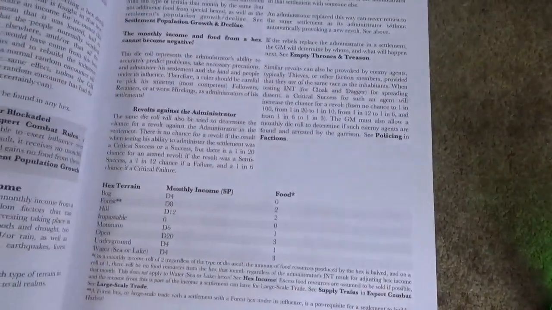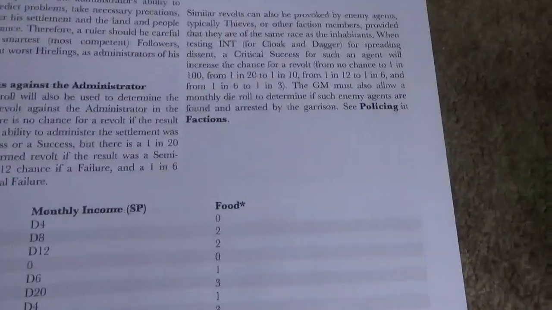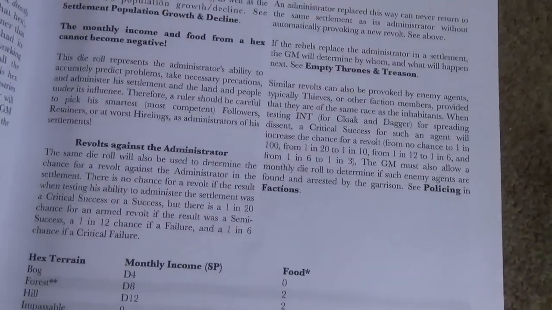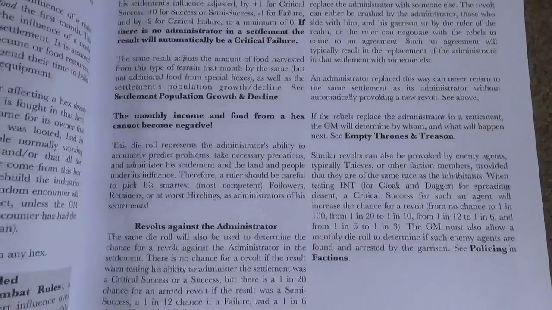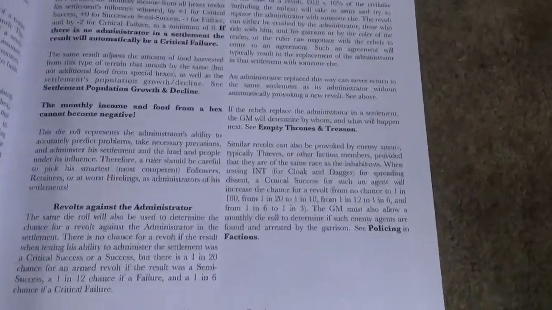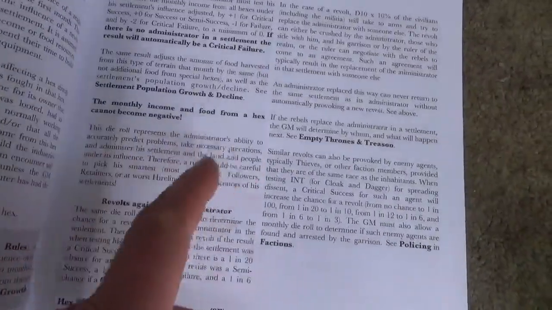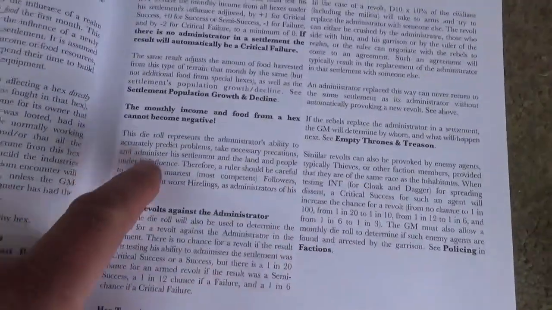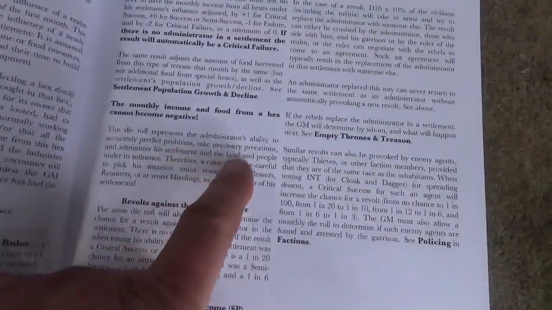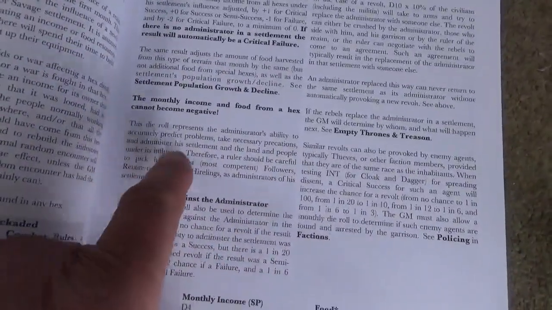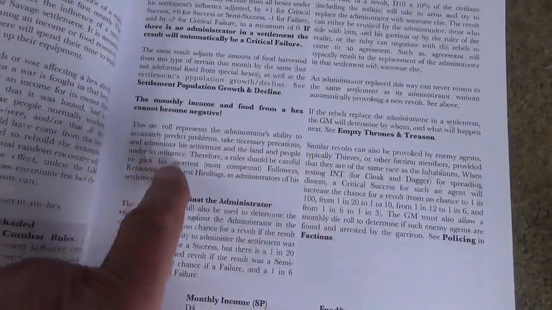And of course, you administer these hexes, and the administrator's skill will influence the income and also the amount of food. So you cast a die, and this represents the administrator's ability to accurately predict problems, take necessary precautions, and administer his settlement and the land and people under its influence.